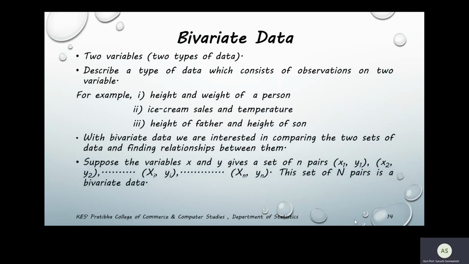If we have two variables like x and y, which are giving a set of n pairs, like x1, y1, x2, y2, and so on up to xn, yn, this set of n pairs is a bivariate data. Again, using this type of data, we are able to compare two sets of observations with each other and are able to find some kind of relationship between them.